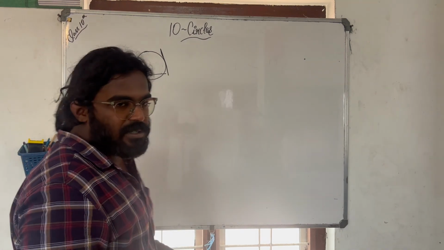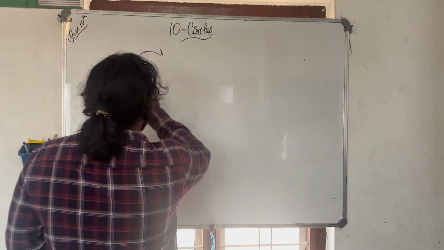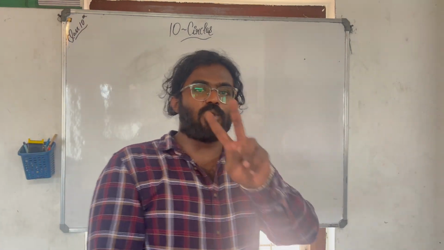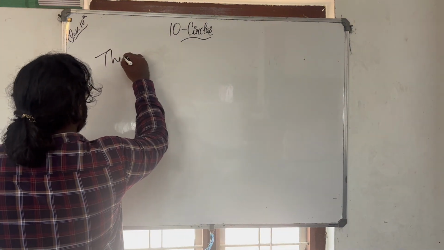And the remaining things we will be studying in the next chapter, area related to circles. So for now, that's all a circle is. So in circles, what is there to be known? There are two theorems in circles that have to be known. So I will do both together, parallelly.